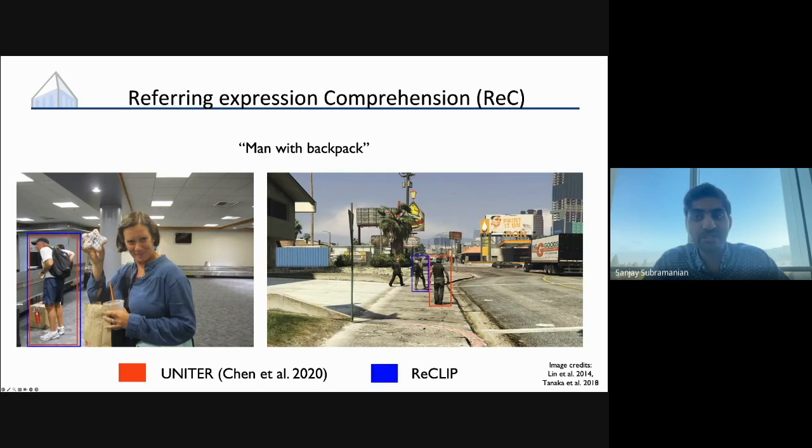So given these challenges with visual domain shift, we propose a baseline approach for this task in which we take the pre-trained model CLIP off the shelf and apply it to this task without any task-specific training. Our method, which we call ReCLIP, selects the correct referent in this example and in this one too.